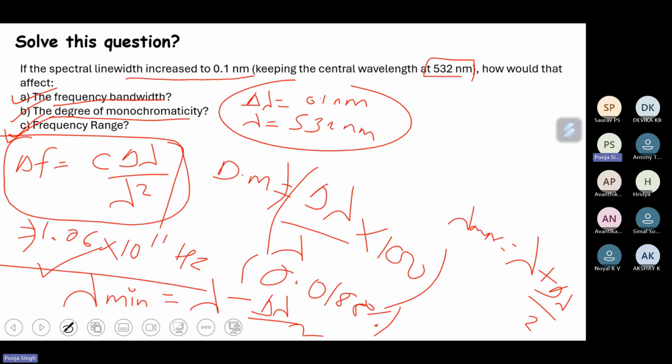How much are you getting? Lambda minimum is 531.95. Correct. And lambda maximum, I think, is 532.05. Yes. Okay, fine, so we are able to solve the question.